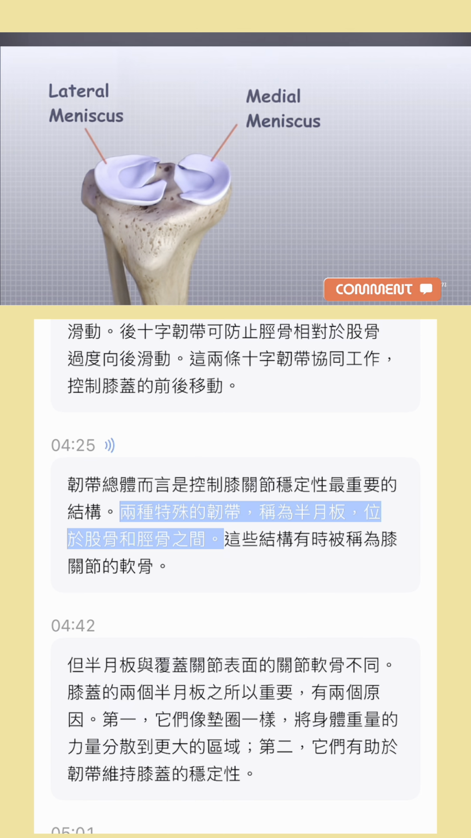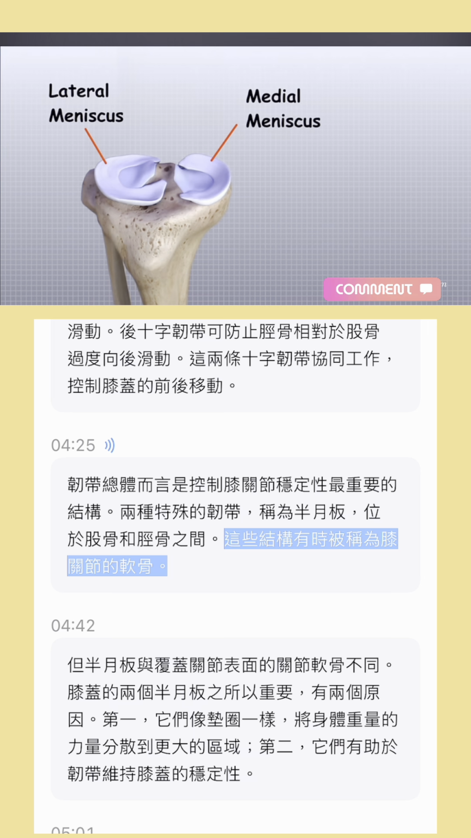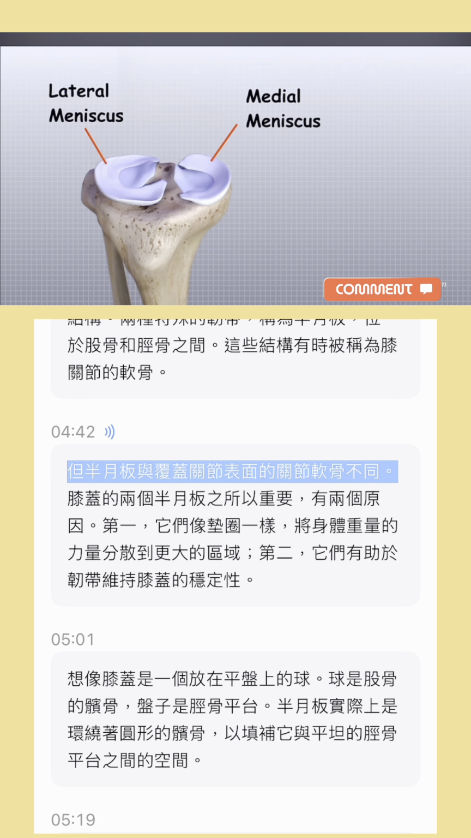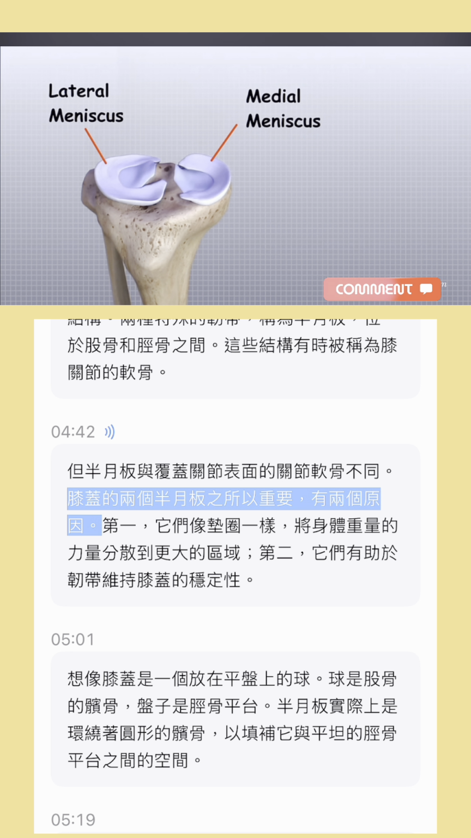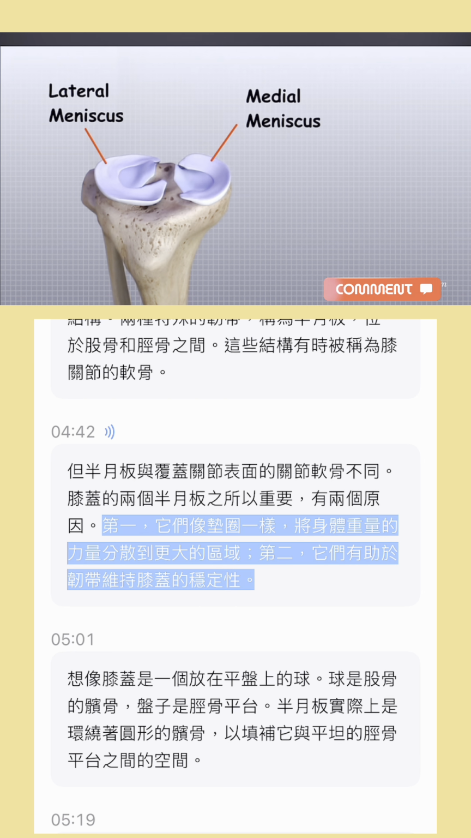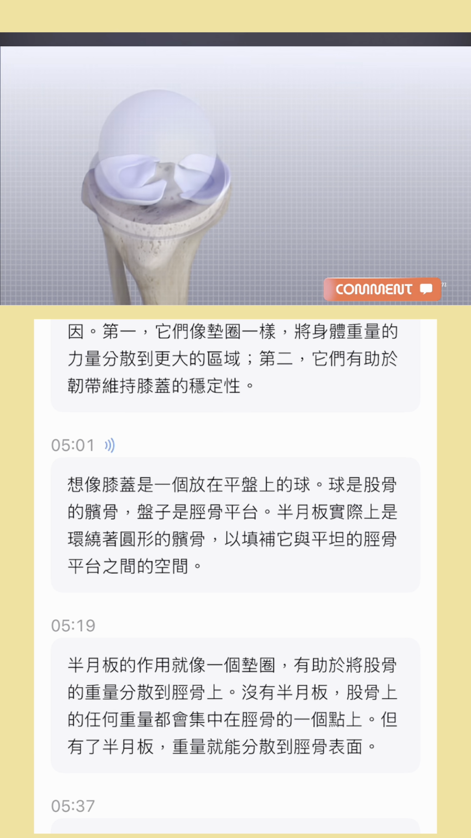Two special types of ligaments, called menisci, sit between the femur and the tibia. These structures are sometimes referred to as the cartilages of the knee. But the menisci differ from the articular cartilage that covers the surface of the joint. The two menisci of the knee are important for two reasons. One, they work like a gasket to spread the force from the weight of the body over a larger area. And two, they help the ligaments with stability of the knee.